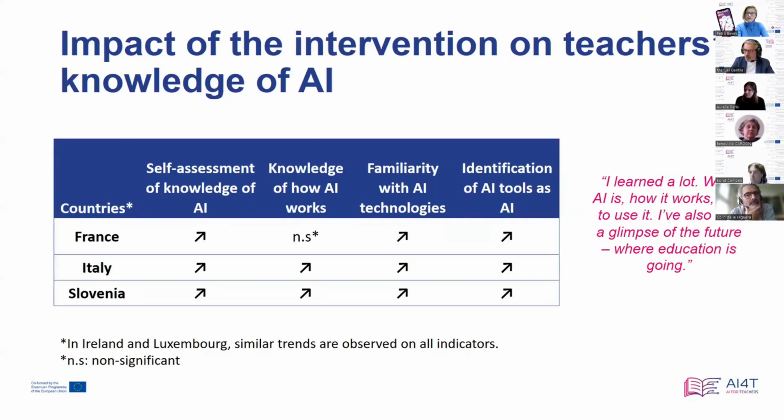We could also link the satisfaction with the intervention to the impact of the intervention on teachers' knowledge of AI. It seemed that teachers really gained knowledge thanks to the intervention. The indicator, the self-assessment of knowledge of AI, has increased. Also, their knowledge of how AI works and their familiarity with AI technology increased, and their ability to identify AI tools as AI also increased. We were able to measure this in the 3 countries with the bigger samples, but in Ireland and Luxembourg, we also saw similar trends on these variables.